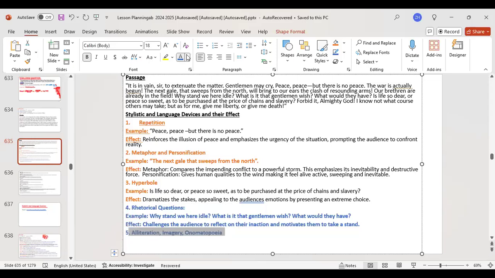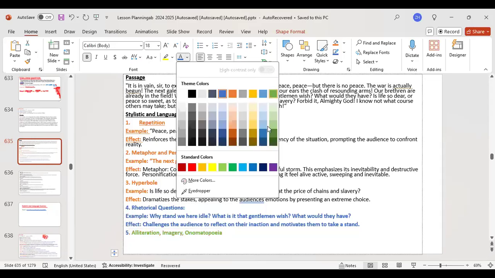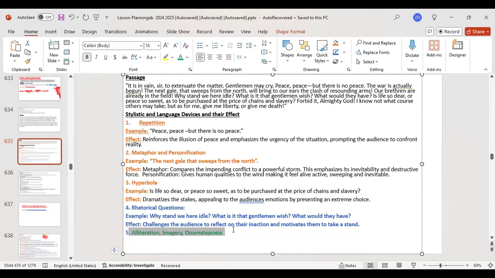Onomatopoeia. Can I give an example? Give me an example of onomatopoeia. Like boom. Crack. Yes, crack, sir. What else? Bang. Right. All those are onomatopoeia. I said alliteration, I meant onomatopoeia. Onomatopoeia is when you have a word that makes the same sound as the thing it describes.